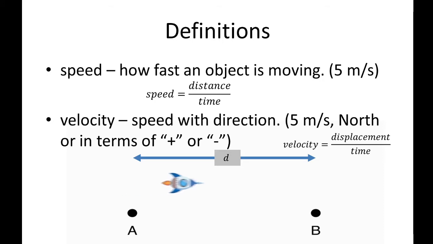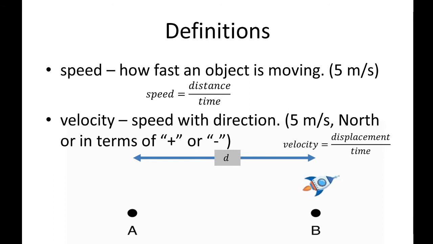Speed is how fast an object is moving. It has a formula, distance over time. We divide the total distance over the total time covered, and that's the speed of the object. Speed does not need direction since it is a scalar quantity. So we can say that an object is moving 5 meters per second. Velocity is speed with direction.